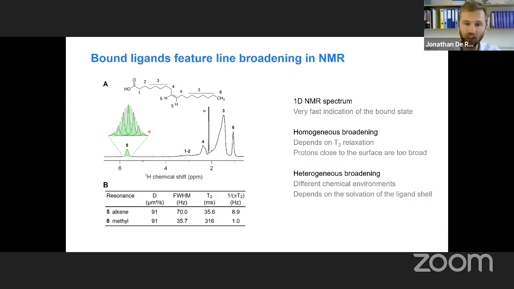But now those ligands start to bind to a nanocrystal surface. And on that surface, it's crowded, and they can start to feel the other ligands. So that means they have a slightly different chemical environment. And then it depends, how good is the solvent penetrating in that ligand shell? How good is the ligand shell swollen with solvent? The more solvent inside that ligand shell, the more homogeneous it's going to be. But if solvent is being excluded from the ligand shell, there's going to be a lot of ligand-ligand interactions. And so there's going to be a lot of heterogeneous broadening.